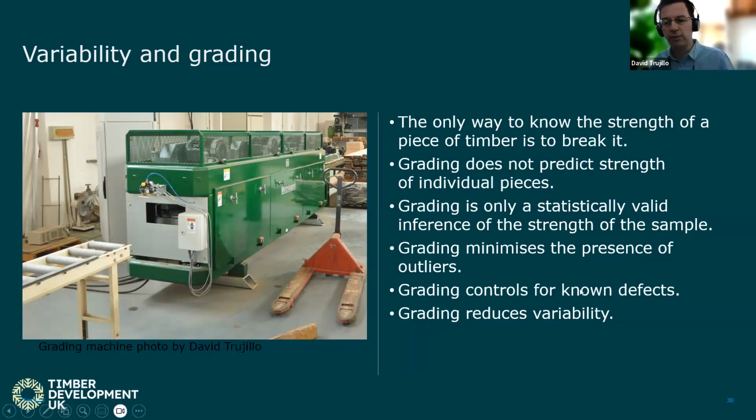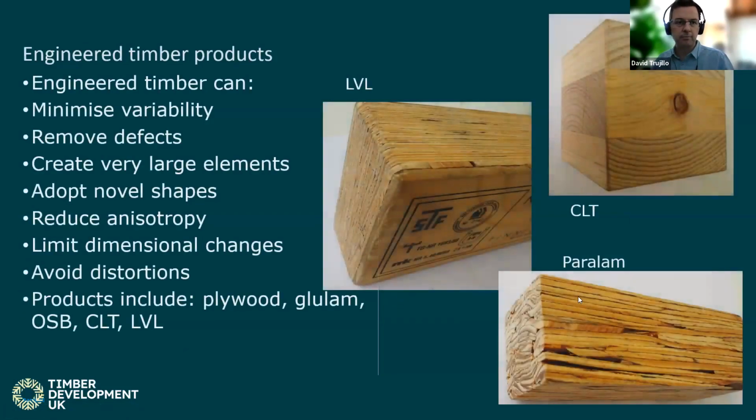But it helps to reduce the variability and helps to control for known defects. The other way we can control and reduce variability is by making engineered timber products, which Alan's going to talk about a bit more. So we can make products like LVL, which stands for laminated veneer lumber. We can make CLT, which is cross-laminated timber, Paralam or glulam.